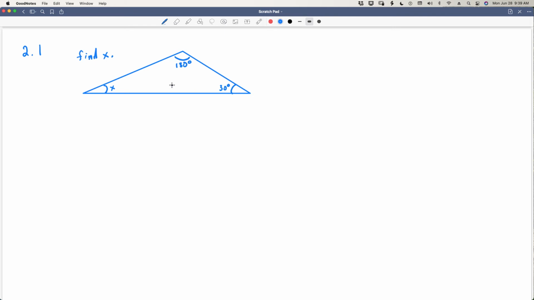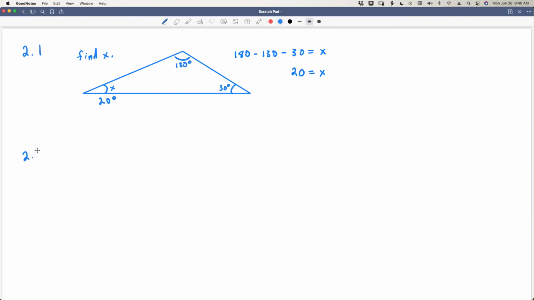So we know that the interior angles of a triangle always equal 180. So we can say 180 minus 130 minus 30, and that should equal x, because all three of these should be 180. Now 130 plus 30 is 160, so 180 minus 160, that's going to be 20. So the degree measure of x is 20 degrees. Okay.